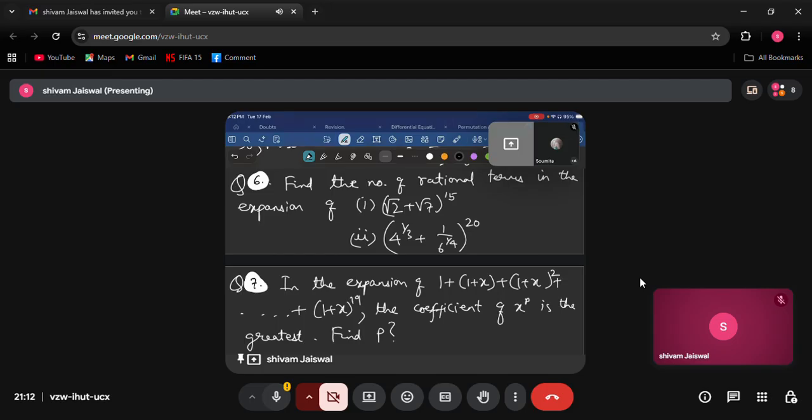Sir, the number of rational terms here will be 0. Actually, when I did it, r was coming both even and odd at the last stage, so it is not possible. Exactly. Both the powers have to be even, but even plus even can never be equal to 15, right? You people also used the same logic, right?